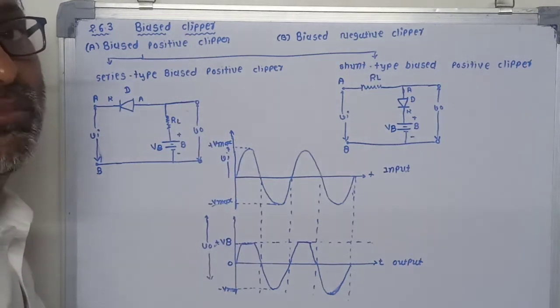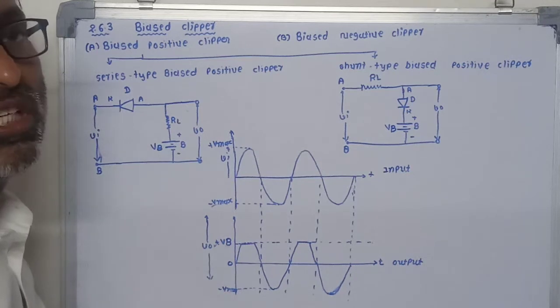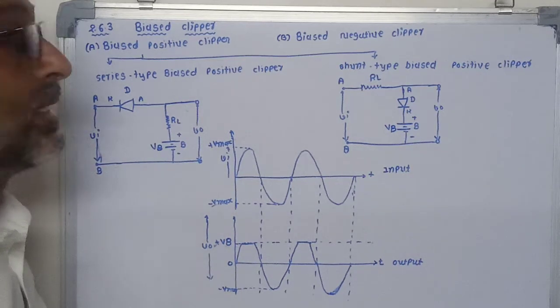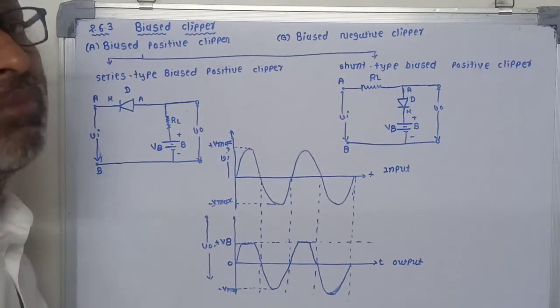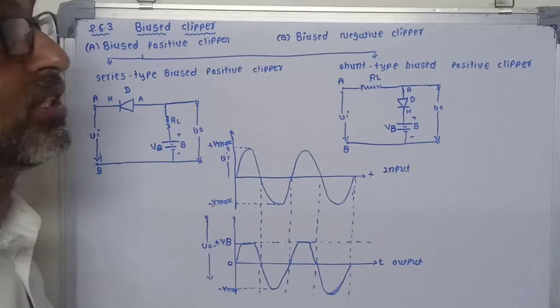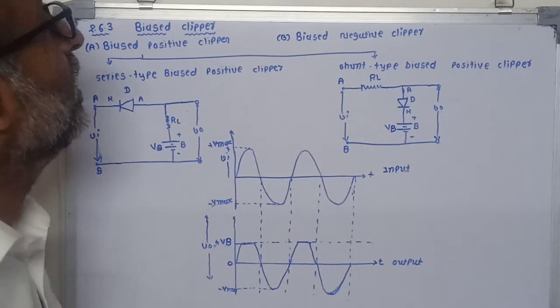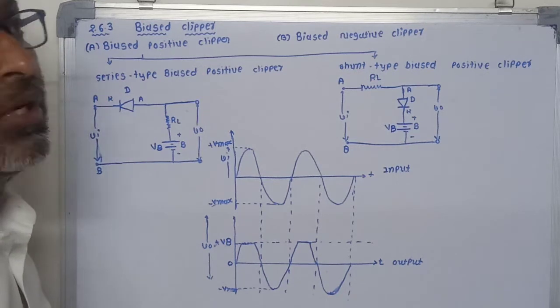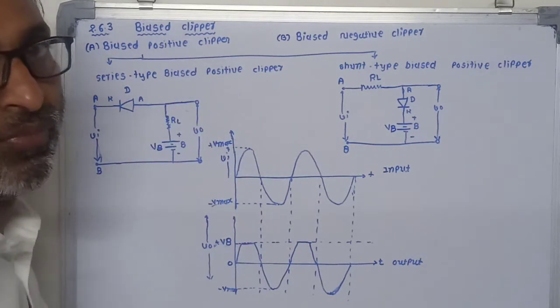Clippers. Sometimes it is desired to remove a small portion of the positive or negative half cycle. In such cases, bias type clippers are used. The construction of this bias clipper circuit is similar to the positive clippers or the negative clippers. But here the most important thing is, what is bias?